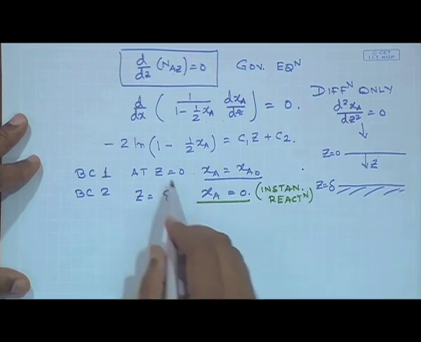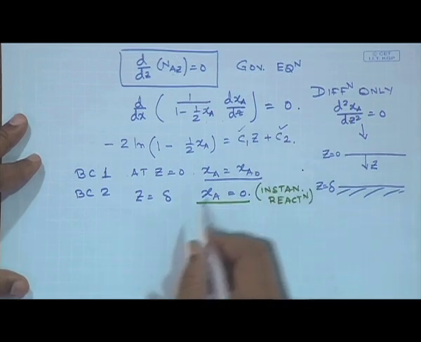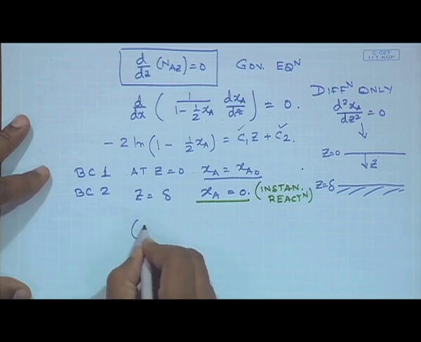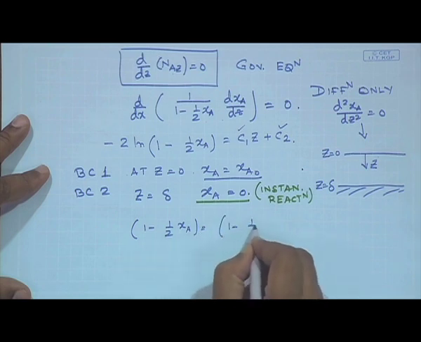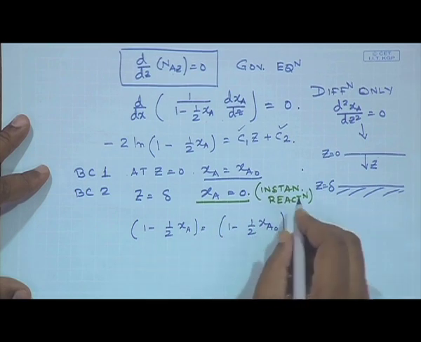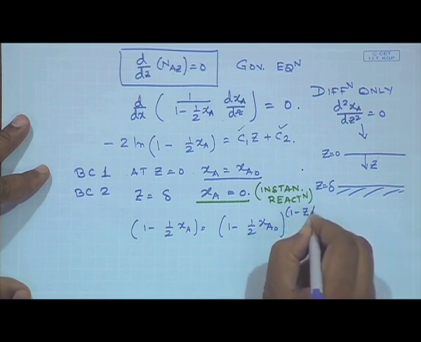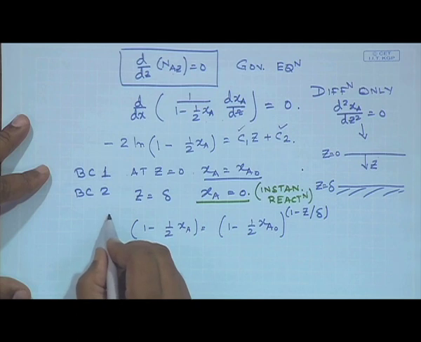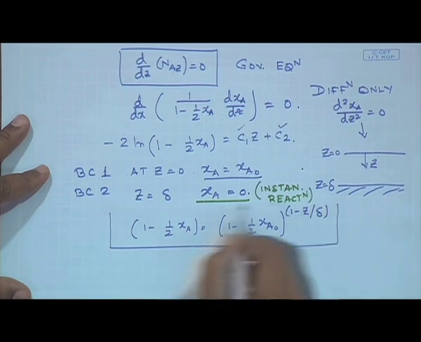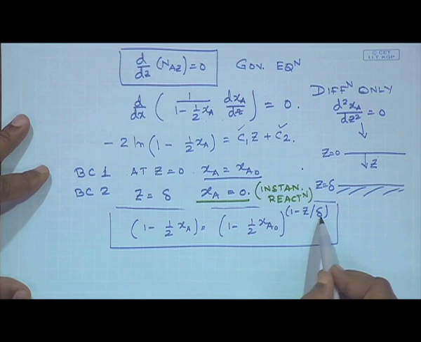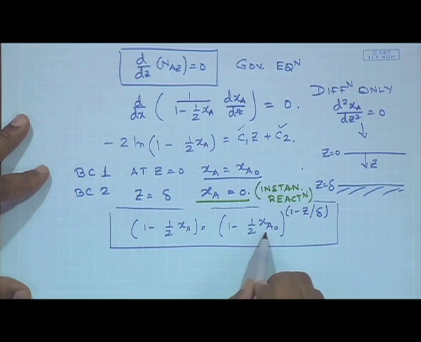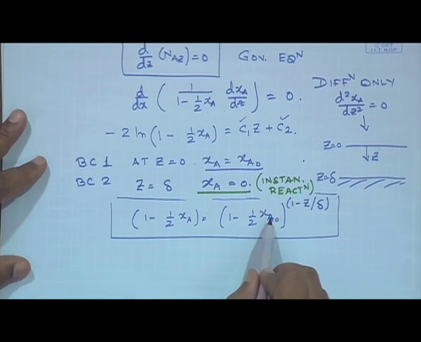So, when you plug in these two boundary conditions and evaluate C1 and C2, what you would get as the final form is 1 minus half of x A is equal to 1 minus half of x A0, to the power 1 minus z by delta. So, this is going to be the distribution of mole fraction of A in the thin film as a function of z, as a function of the thickness of the film which surrounds each particle, and the concentration of A in the free stream condition.